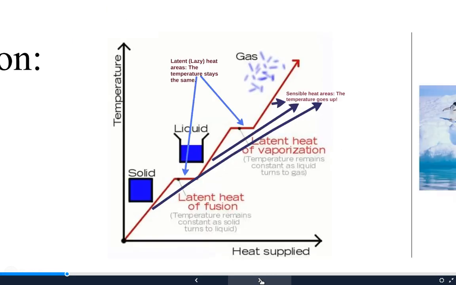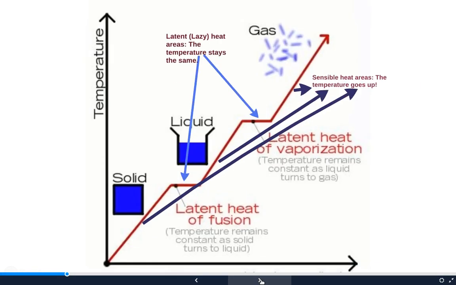So I have this picture here in the Prezi, and I have a similar one in your notes that you can copy down some of this. There's the lazy areas. Those are the latent heat areas. The first one right here is the latent heat of vaporization. That's the amount of heat it takes to vaporize something, to go from a liquid to a gas. So right here at the beginning, we have a liquid, and on the other side, we have a gas. And the amount of energy it takes us to go from the liquid to the gas is the latent heat of vaporization. Notice that the temperature does not change.